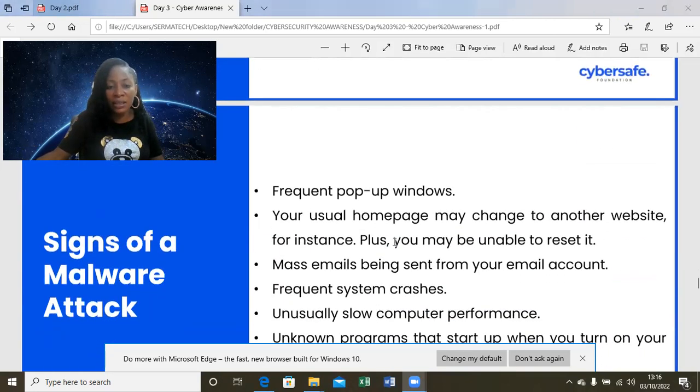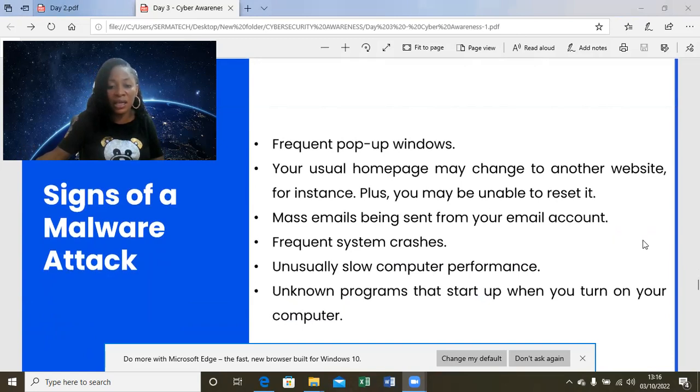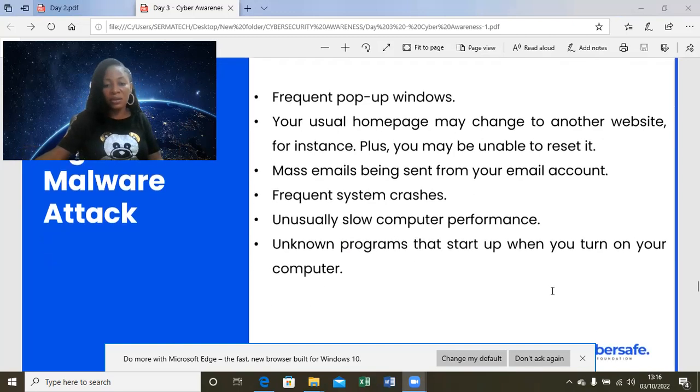So signs of a malware attack include frequent pop-up windows. Your usual homepage may change to another website, for instance, plus you may be unable to reset it. Next, you have mass email being sent from your email account. Frequent system crashes. Your system formerly was operating optimally, then suddenly you start having frequent system crashes. They are all signs of a malware attack. Unusually slow computer performance. Unknown programs that start up when you turn on your computer. All of these are signs of malware attack.